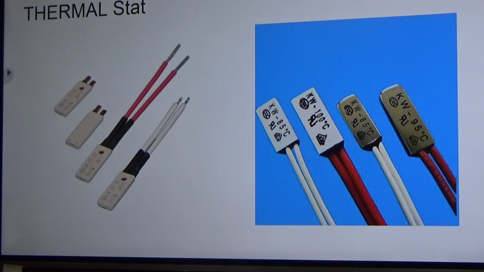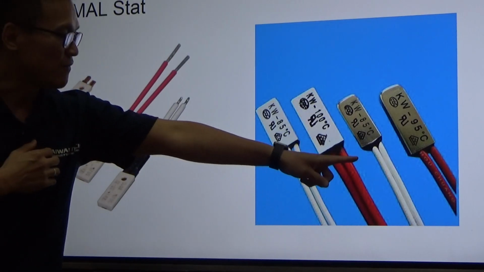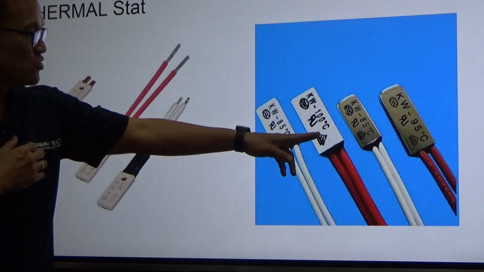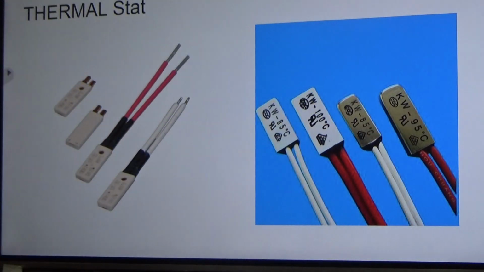So let's take a look at the key components of the thermostat. Actually, you can use the thermostat to achieve the OTP function. As you can see, this is the appearance of different styles of thermostat, like 85, 100, 85, 95. So you can choose what kind of temperature you want. Okay, for example, if I want to choose 85 degrees C to let your circuit be open, I will choose this one or this one. Okay, it's quite easy for the user to choose.